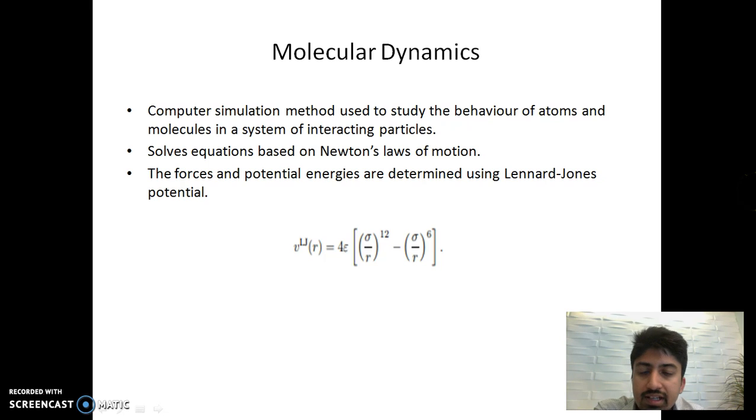Molecular dynamics is a computer simulation method used to study the behavior of atoms and molecules in a system where there are a large number of particles interacting among themselves. It solves equations based on Newton's laws of motion, and we need to find some forces or potential energies that we can usually find through the Lennard-Jones potential. There are also other potentials, but this is the most significant one here, and this is the expression for the Lennard-Jones potential. Here, r stands for the radius, epsilon is for the strain, sigma is for the stress, and Vij is the potential.